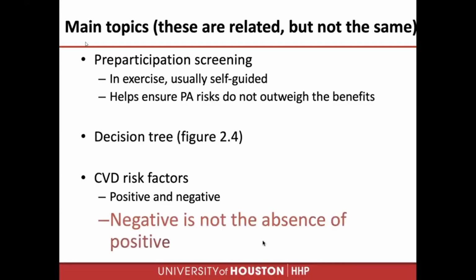Chapter 2. In Chapter 2, we're going to talk about pre-participation screening in exercise settings, and is usually self-guided. And this helps ensure that physical activity risks do not outweigh the benefits of physical activity and exercise. There's a decision tree to help with this, figure 2.4 in your textbook.